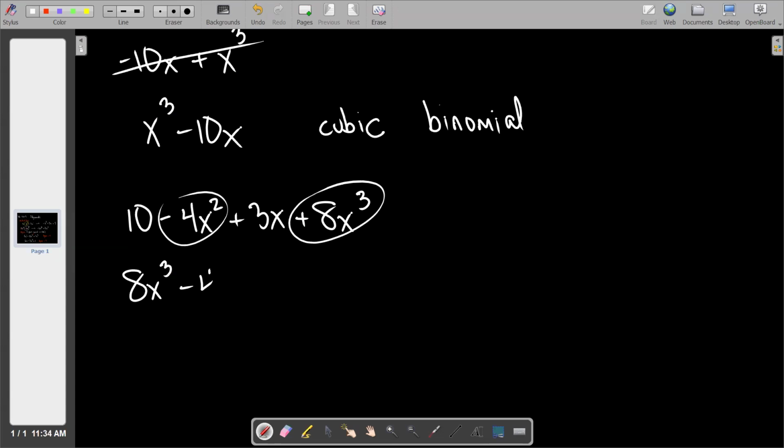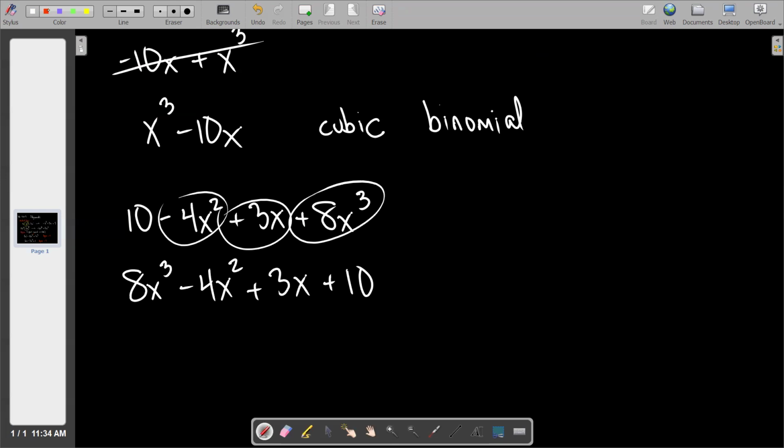Minus 4x squared says, "I got dibs on next." Well, plus 3x says, "I got some x's, not as much as you guys." And then plus 10 takes up the ending. So there's our beautiful standard form. And now we classify.